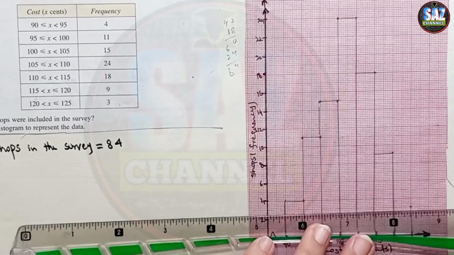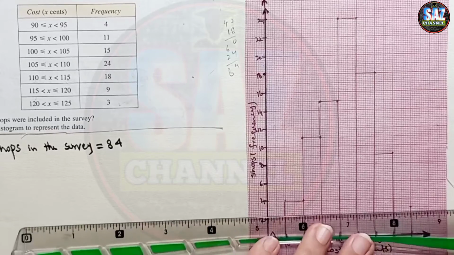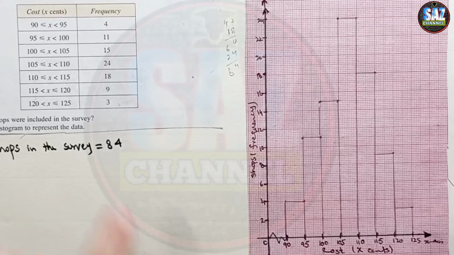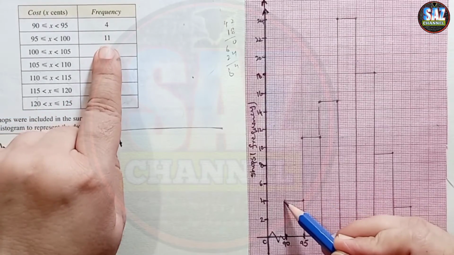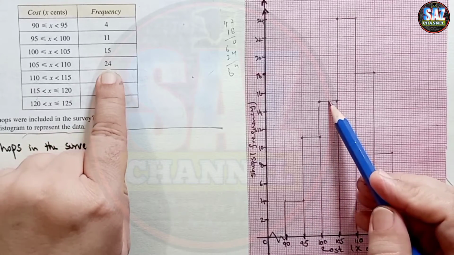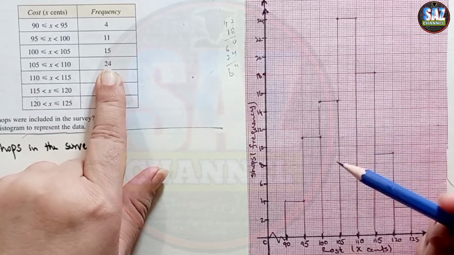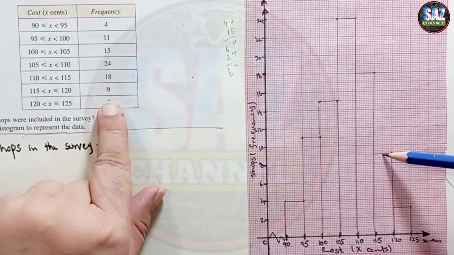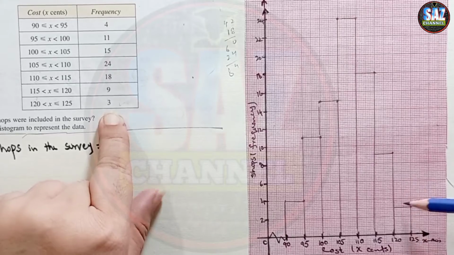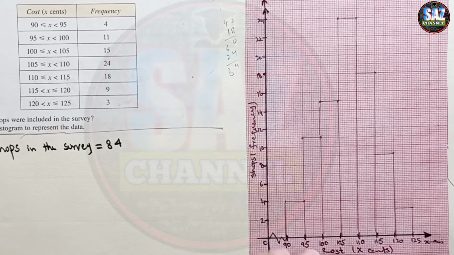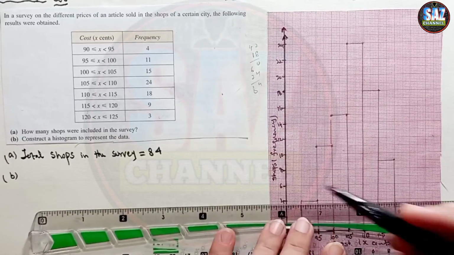Yes, this is the 5th block. And now let's quickly recheck the frequencies. This is 4, this is 11, this is 15, and this is 24. Then this is 18, this is 9, and this is 3. And now what I have to do is mark the lines with the permanent pen so that my students can see the graph easily.